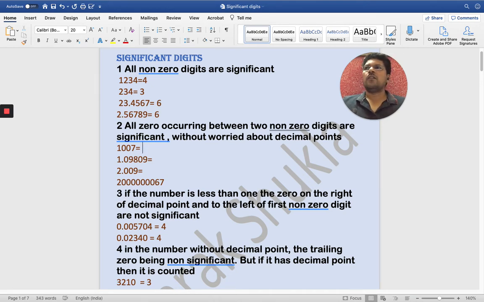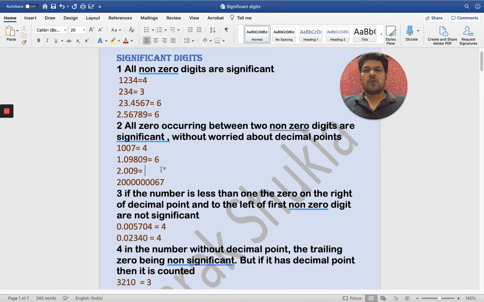So we have 1007. We can say that our two zeros are preserved between the 1 and 7, so both will become significant digits. So the total number of significant digits will be 4. Same as before, we do not care about the decimal points. And again another zero is there. It is also like that, between two non-zero digits. So our number of significant digits is 6.